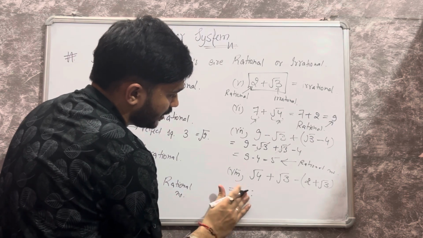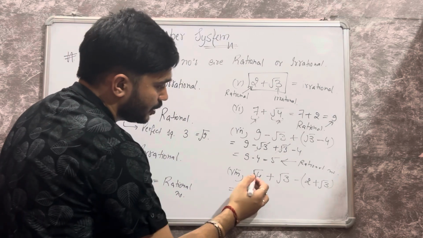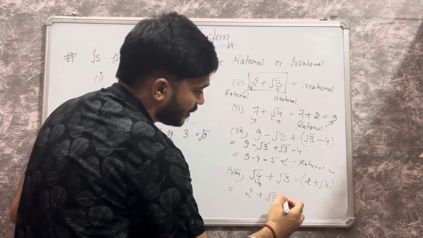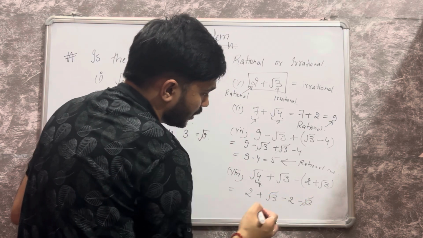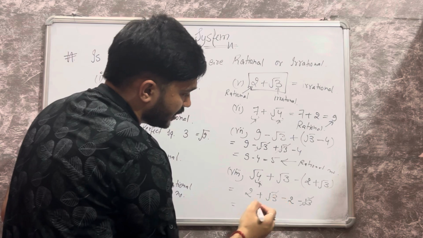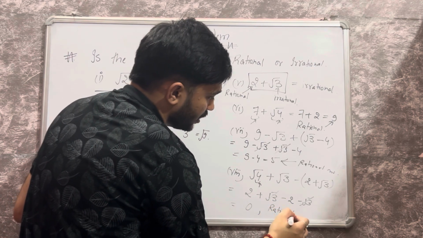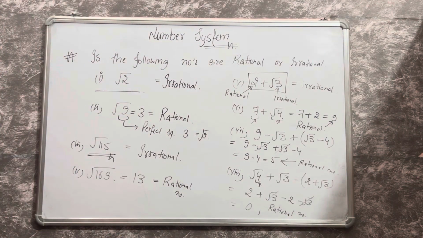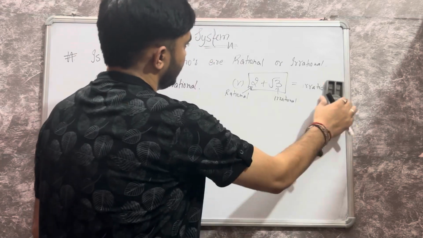Now moving forward, we have under root 4 plus under root 3. Under root 4 is 2 because 4 is a perfect square. So plus under root 3, take this minus inside the bracket, you will get minus 2 minus under root 3. This under root and under root will cut down, and 2 minus 2 is 0, and we all know that 0 is a rational number. Any doubt? Now let us move forward and solve some more examples of this.